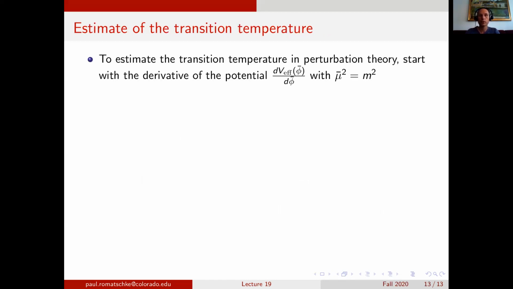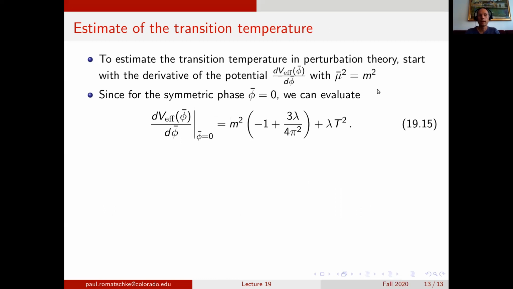And to estimate the transition temperature, we can start by looking at the location of the minimum of the potential. So we calculate the derivative of the potential. If we wanted to look for a minimum, the derivative of the potential would have to be equal to 0. We calculate this derivative and we set mu bar equal to m. And we want to track the existence of a symmetric phase, so where the minimum of the potential is located at phi bar is 0. So if you plug this in, we find that the derivative with respect to phi bar is equal to this expression in 19.15.